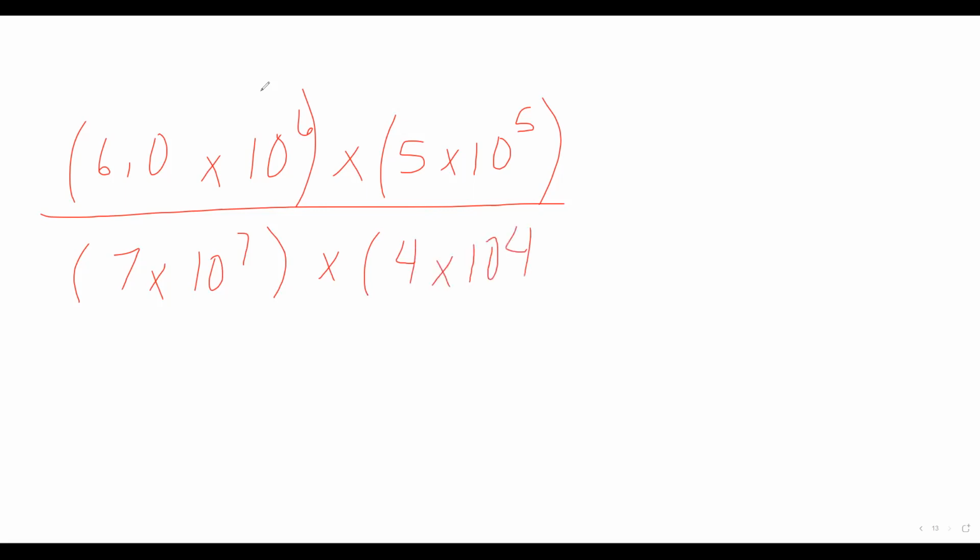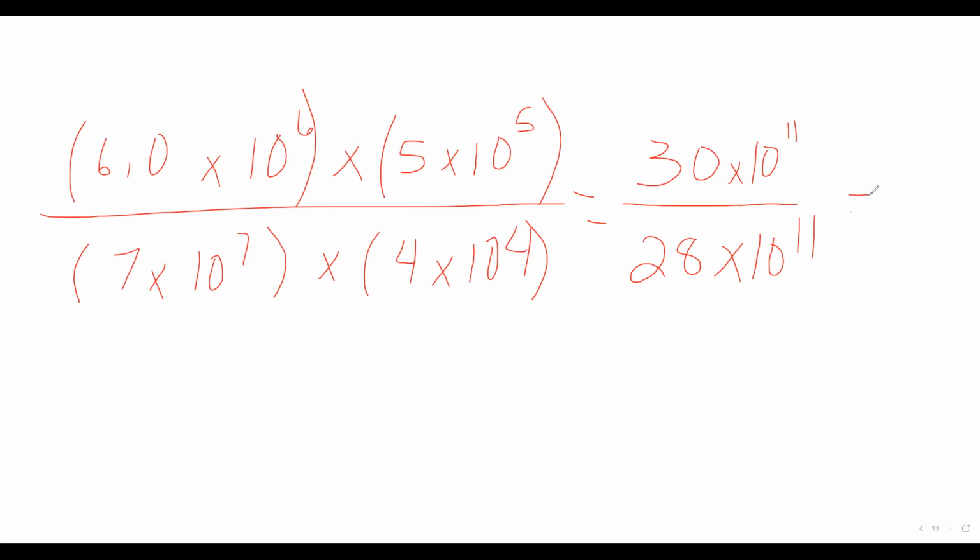you notice I'm just copying everything as it is. Okay, so when we do this one, we're going to multiply the top first, right? So 6 times 5 is 30, right? And then we add the exponent, so 10 to the 11th. Divided by, you notice I'm not worried about sig figs yet. Why? Because this is the same rule so far. So we don't have to worry about it. 7 times 4 is 28. And this is going to be times 10 to the also 11th, right?